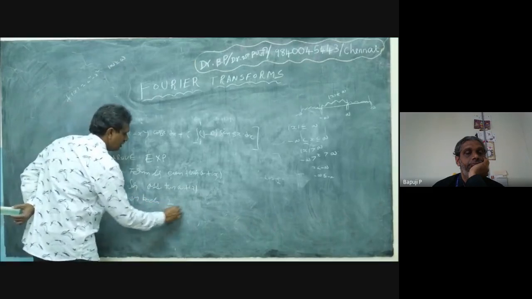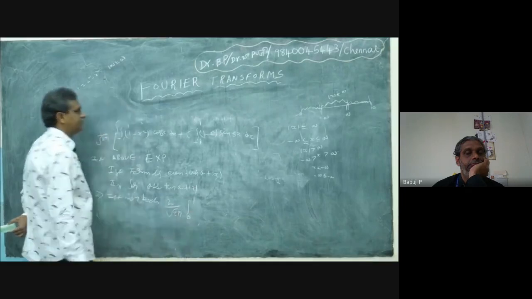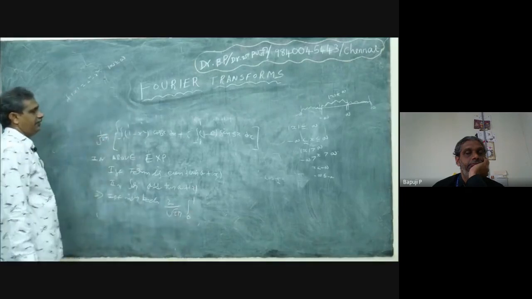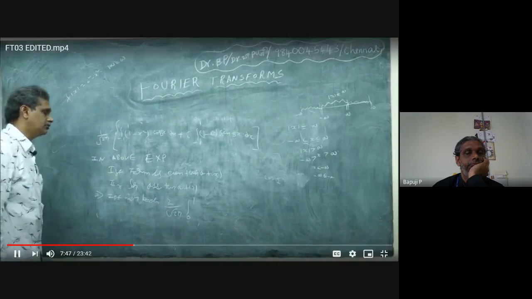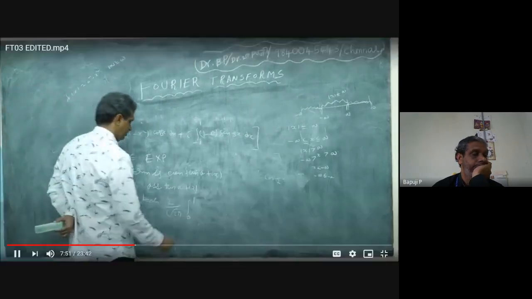2 by root 2 pi. You know the formula already studied: integral from minus a to a of f(x) dx, if f is even, is what? 2 times the integral from 0 to a. It is a standard result in integration, already done in plus 1 level or intermediate first year.